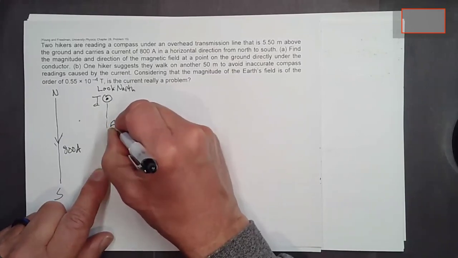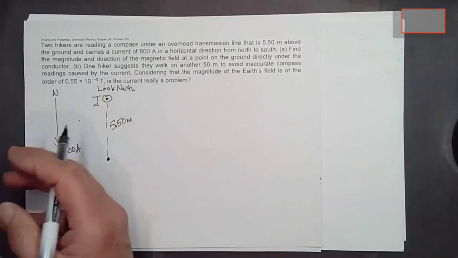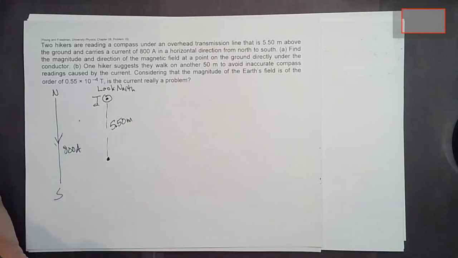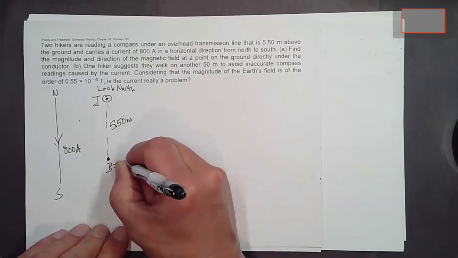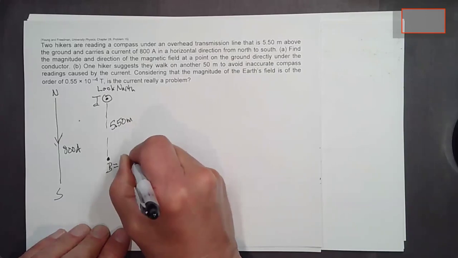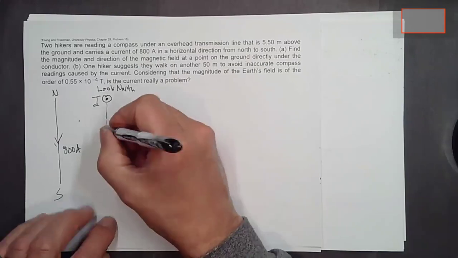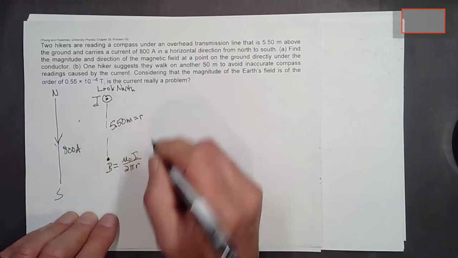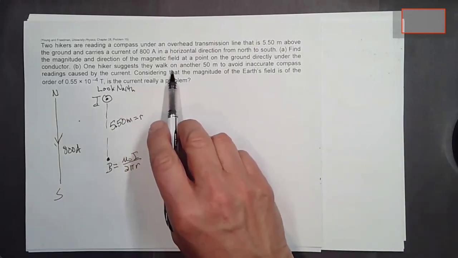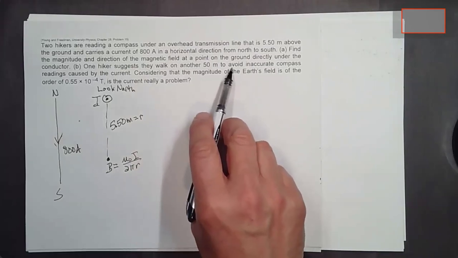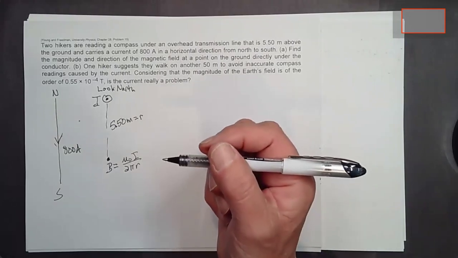5.50 meters below it. And this result that we figured out for the very long wire, actually, I'm going to write it in a somewhat different way now. I'm going to call it mu naught I over 2 pi r, where r is the distance away from the wire, and that'll be that thing. So one hiker suggests they walk another 50 meters to avoid inaccurate compass readings caused by the current. Well, let's see if it's going to be a problem.